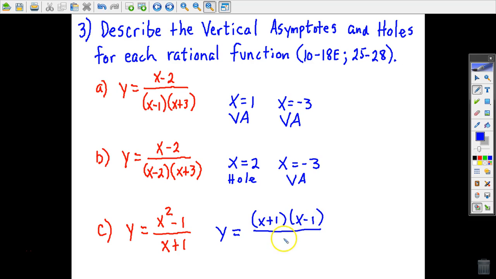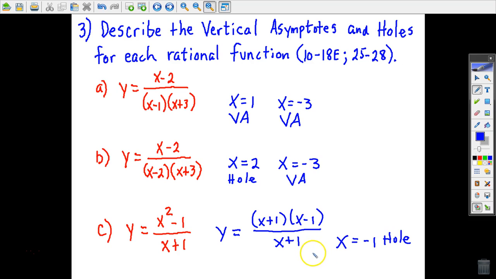Alright, so for letter C we've got a little factoring to do, so let's factor the numerator. And the denominator does not factor. Okay, identify numbers that make the denominator 0, and there's 1, x equals -1. And then just ask yourself the question, does -1 also make the numerator 0? And the answer to that question is yes. Therefore, x equals -1 represents a hole.